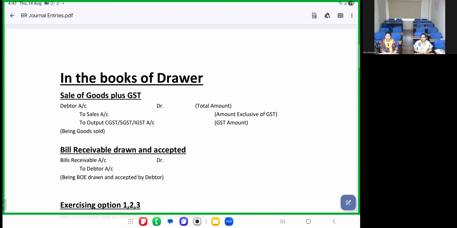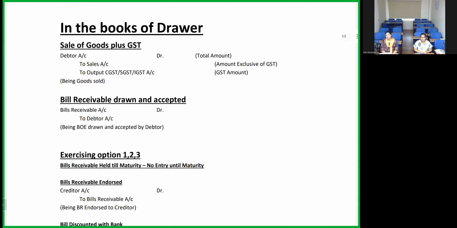So this is the entry. What will go to the debtor account? Entire amount. What will go to the sales account? Amount exclusive of GST. What will go to GST account is GST amount. Got it? Yes. Next, what I'm doing is I'm drawing a bill.